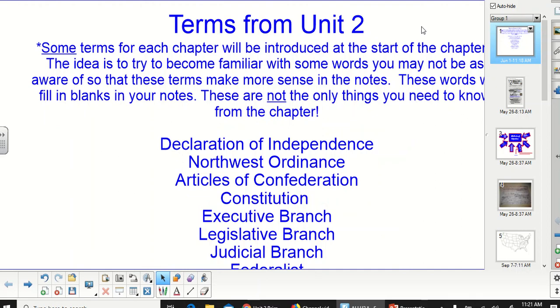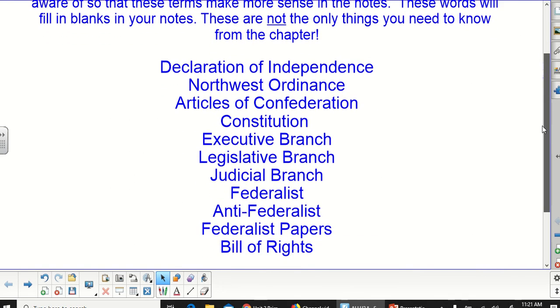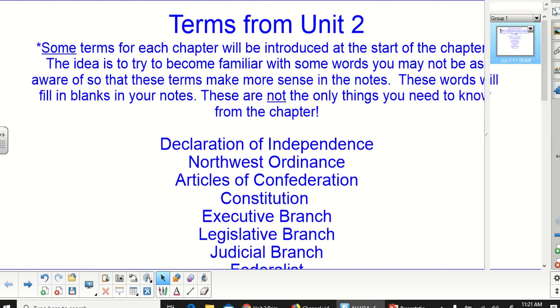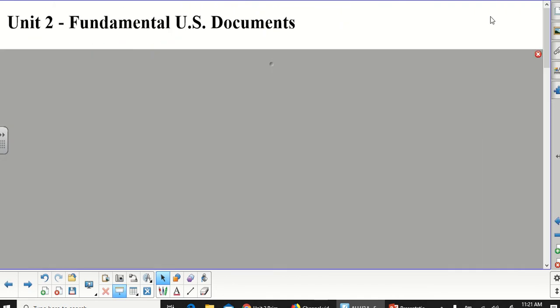Okay, class, this is the true start of Unit 2 because yesterday we just introduced the terms. So you should have all these terms written down. That's going to be a great reference for you when we go back to study for this test. But today we're taking real notes, more notes probably in the next 2 days than we took for the entire other mini unit. So this whole unit is on fundamental U.S. documents, but the majority of it's going to be about the Constitution. But before we get to that, we have some others to get to first.